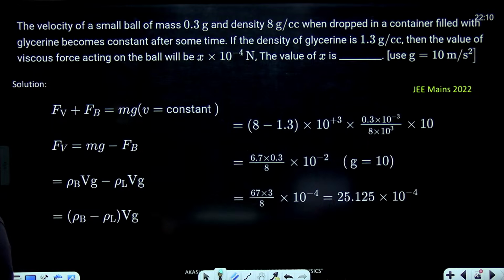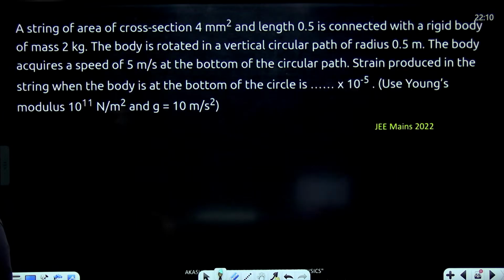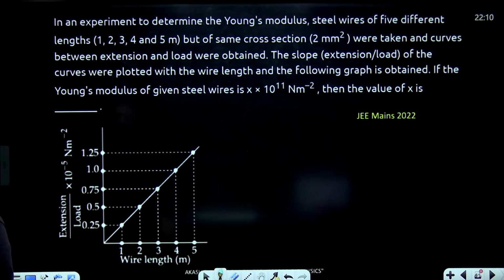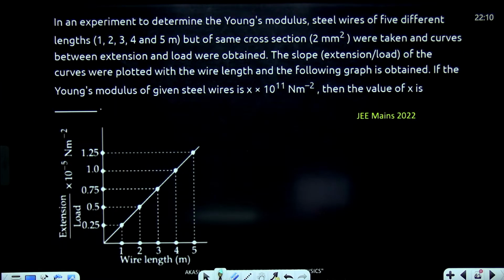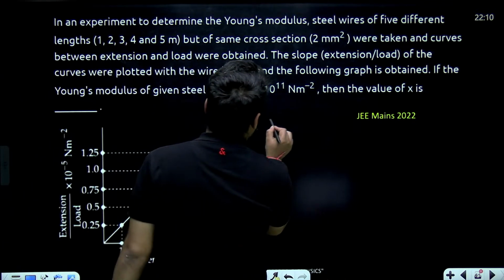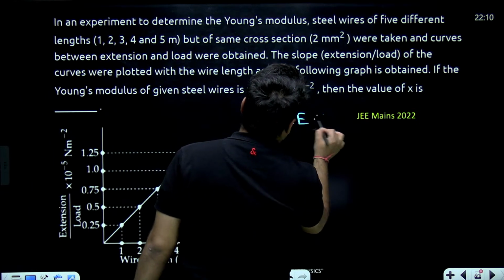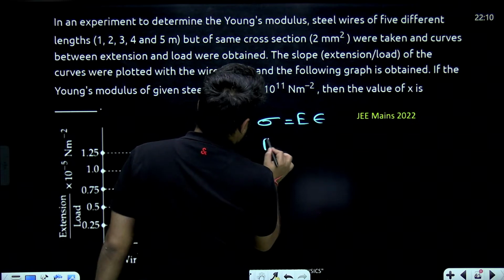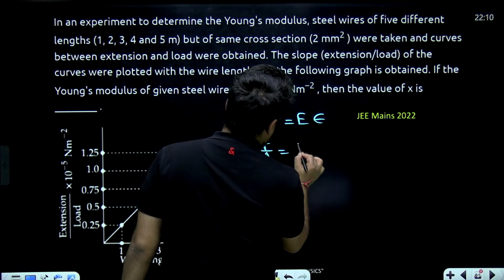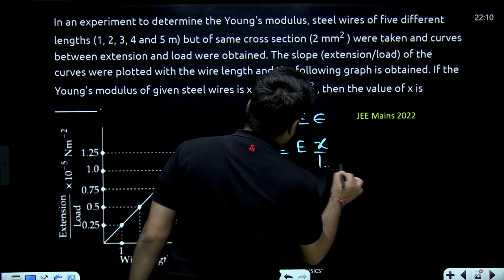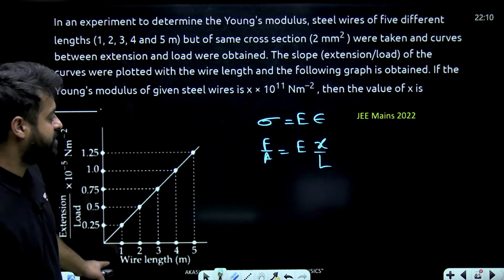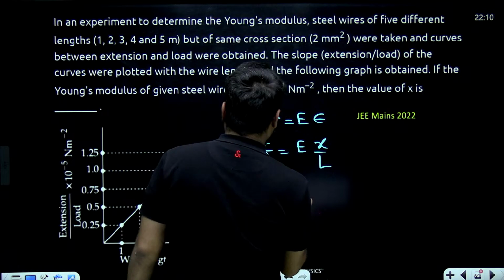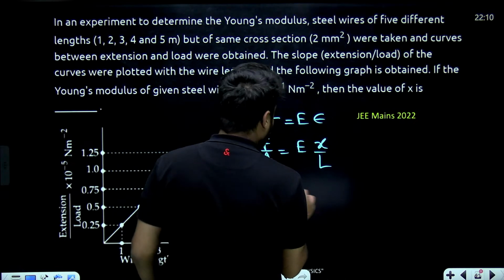Any other graphical problem? Yeah, this is the graphical problem. This is extension by load and this is the wire length. So this is length, this is x by L, load. So what is stress? Stress is E epsilon. What is stress? Force per unit area. What is epsilon? X by L. So what is this given? X by L. Sorry, x by force, and this is wire length. So can I say this is a wire length also.